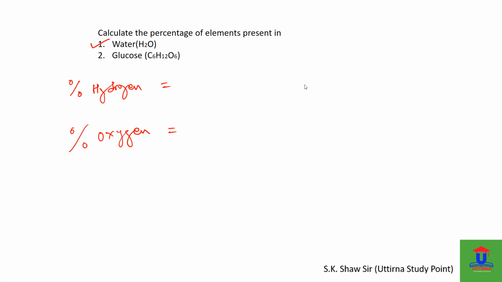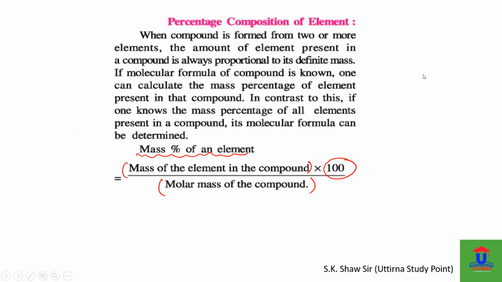Sir, can you repeat the formula? Sorry, your voice is not audible. Can you repeat the formula again? The formula is very simple. Look, the mass percentage of any element is equal to the mass of the element in the compound divided by the molecular mass of the compound, into 100. This is the formula.